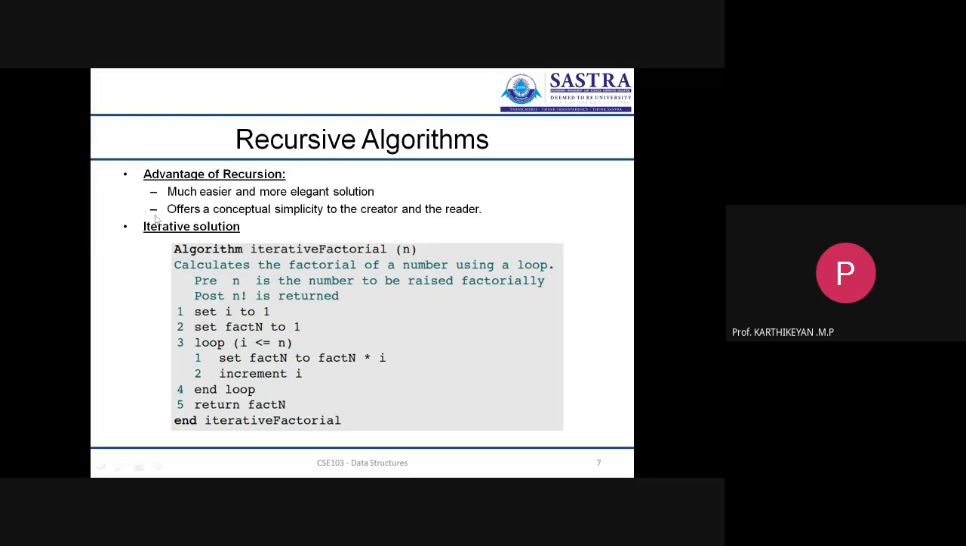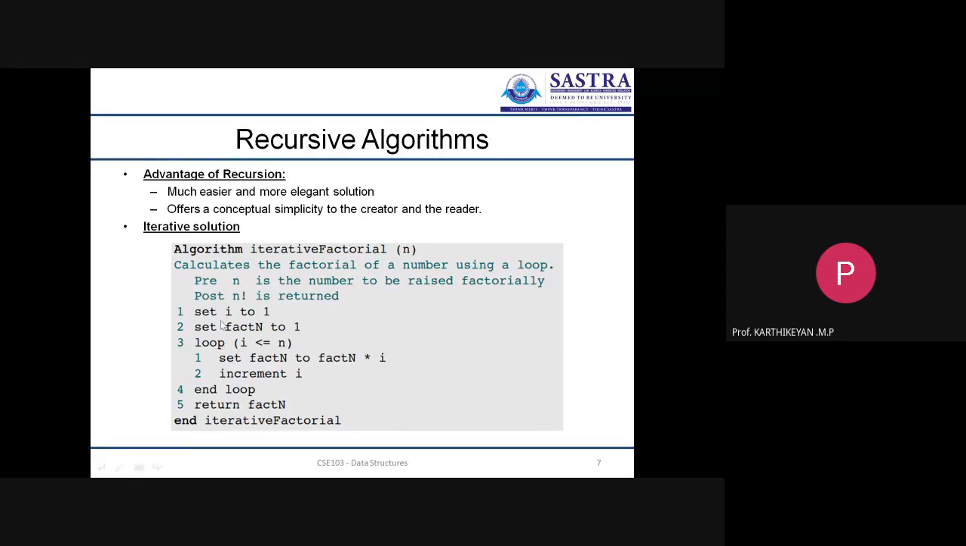This is the iterative solution for the factorial, that is, find iterative factorial. We are getting the n value. What is the n value? It is the number for which we need to find the factorial. At the end of the algorithm we will find the n factorial value. So we set the I value and set fact equal to n. Then we loop; we can use a for loop, while loop or do while loop. If I is less than n, set fact equal to fact into I, and increment the I value. We are implementing the loop statement and finally returning the factorial. So this is the iterative solution for finding the factorial.